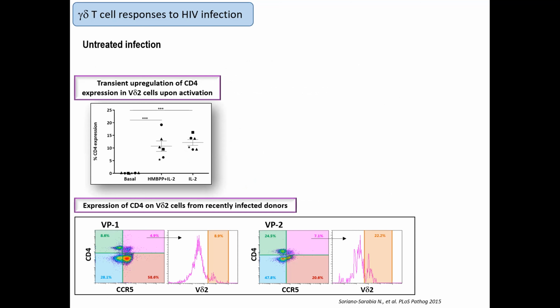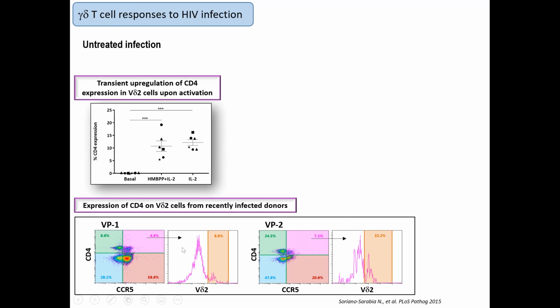However, we could see that in untreated infection, there was a transient upregulation of the CD4 expression upon activation. This is data that we published before, and we could see this upregulation just in the presence of IL-2. So from no CD4 expression in VD2 T cells, we could see an increase after activation with IL-2.